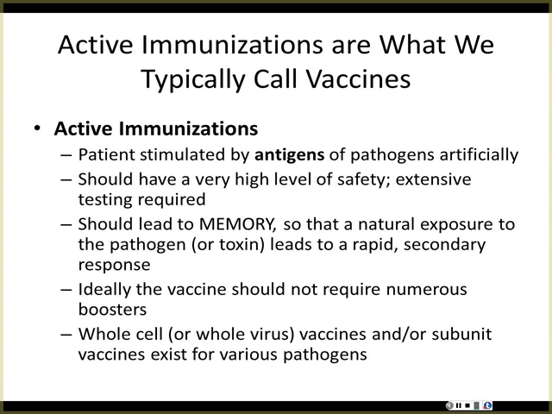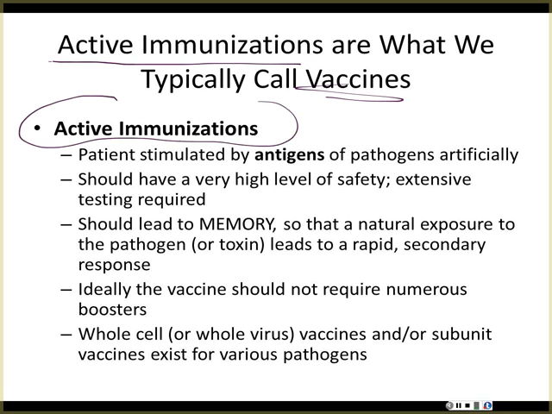Okay, what we typically call vaccines are active immunizations. This is much more common. We all get these. In this case, you're not getting antibodies. You are receiving antigens. So the idea there, you're receiving them artificially. The idea there is to stimulate your own immune system, and we want it to lead to memory. So we're mimicking a natural infection, but you're not becoming sick from it.